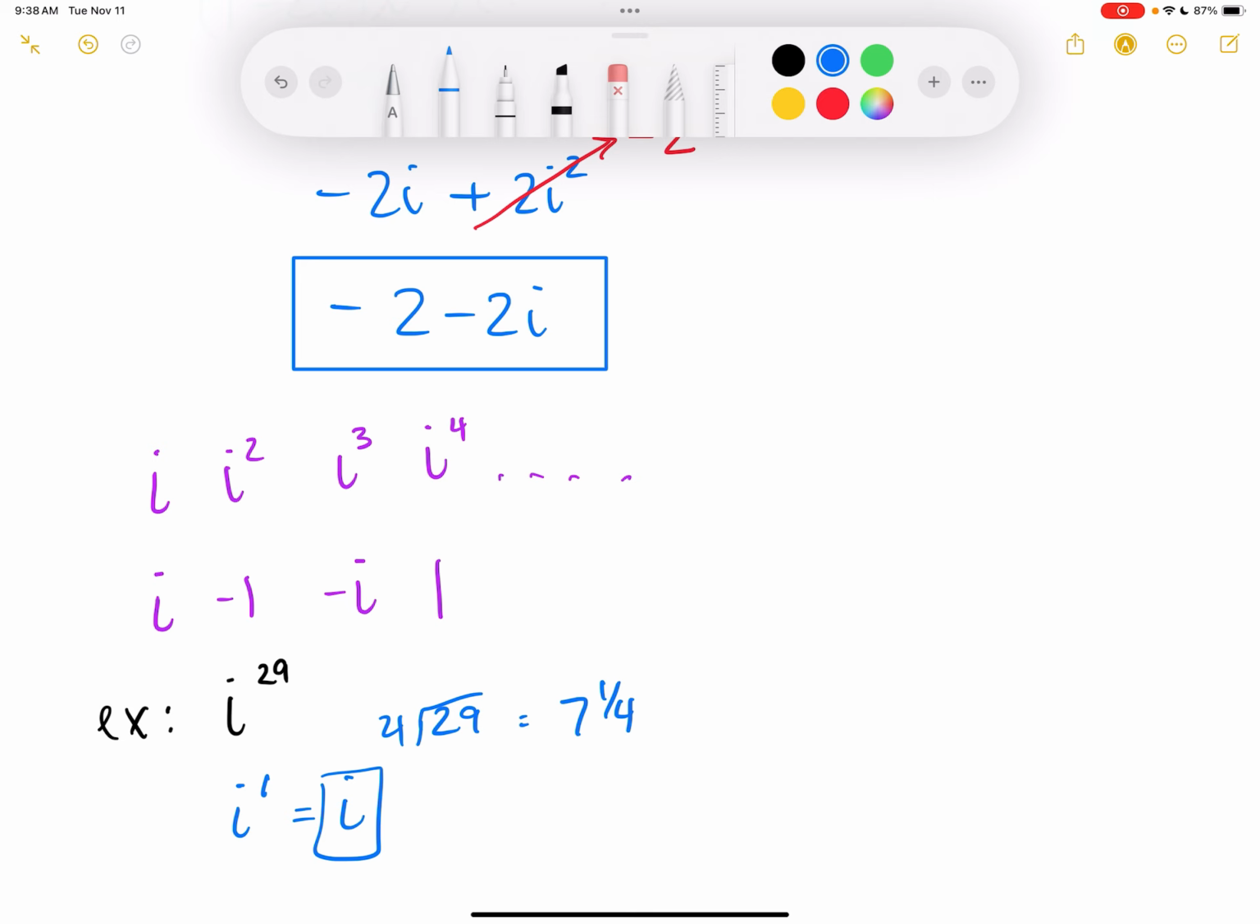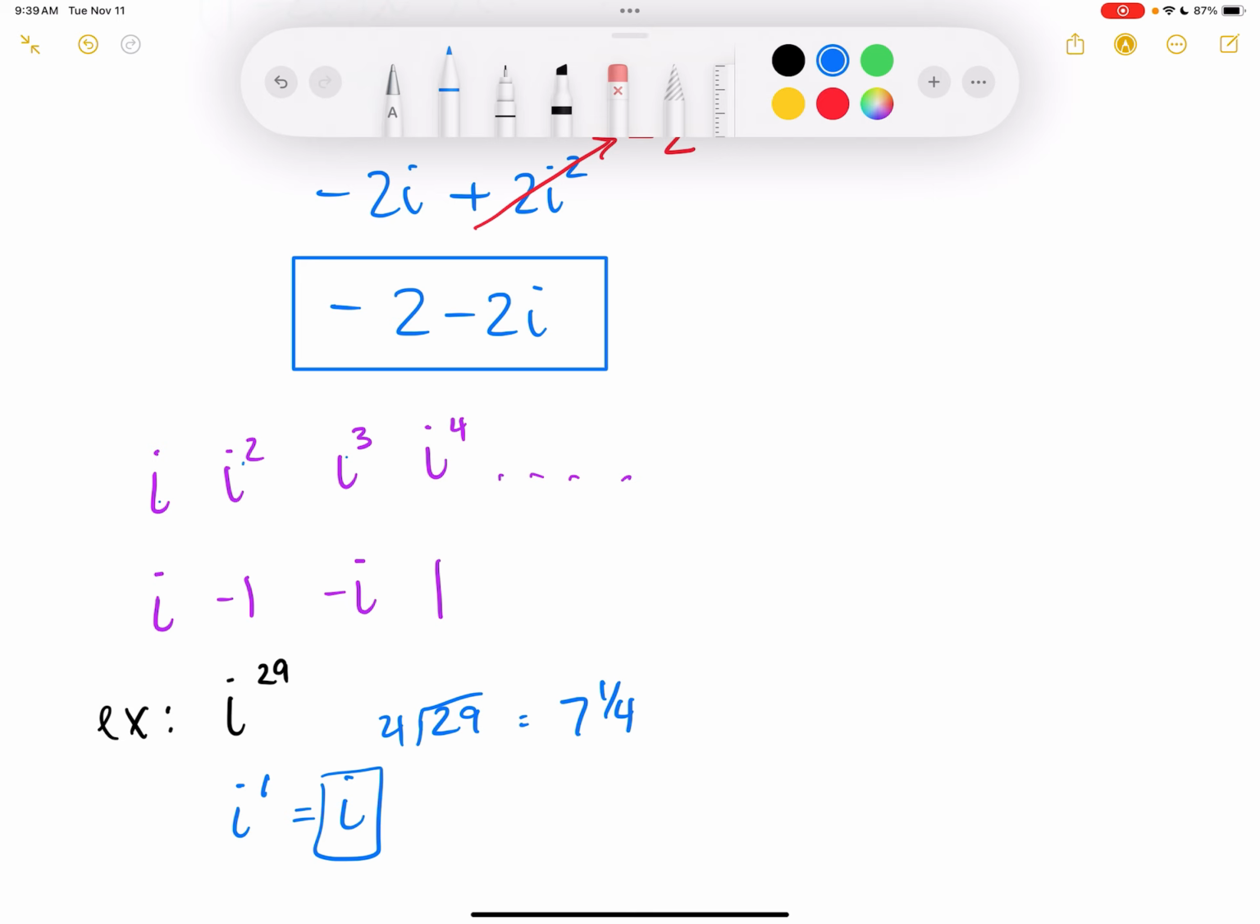So i to the 28th would be the same thing as i to the 4th, because this would be 1, 2, 3, 4, 5, 6, 7, 8, 9, 10, 11, 12, 13, 14, 15, 16, 17, 18, 19, 20, 21, 22, 23, 24, 25, 26, 27, 28, and then 29 would be back here.